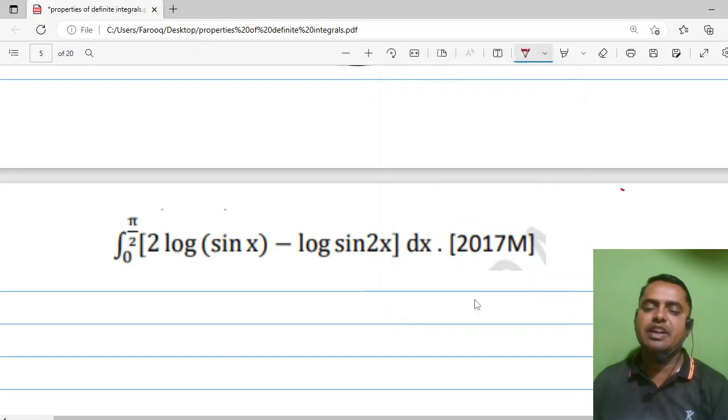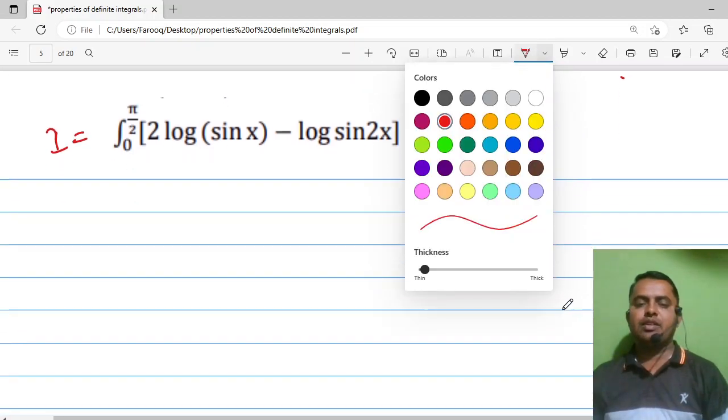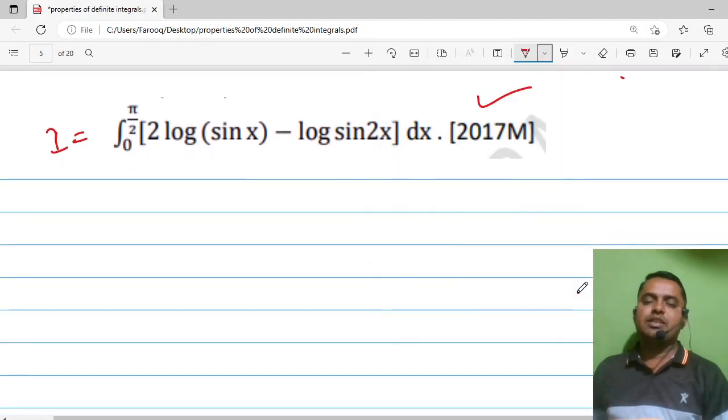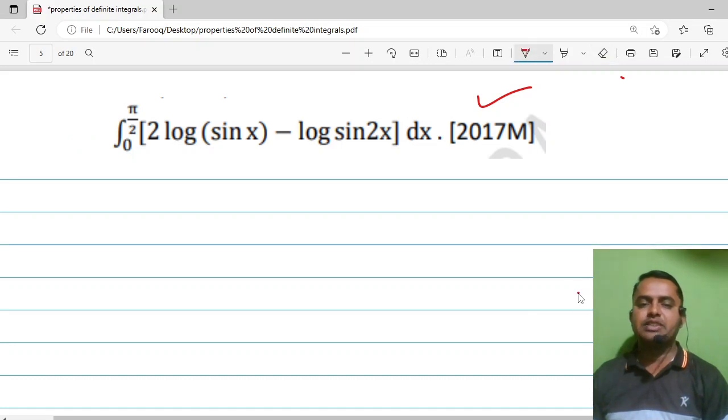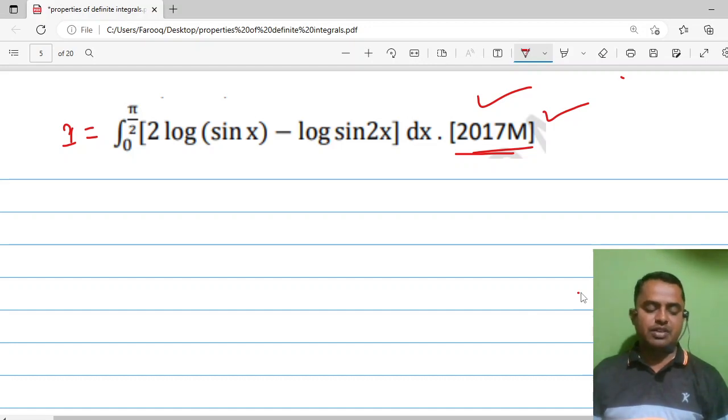So next problem, the same property was asked in the year March 2017, and the problem is different here. So first of all, take I is equal to, now let us solve this problem. The same property has been asked, only the problem is changed. Take the given problem as I is equal to. This problem was asked in March 2017 and the property remains the same. Only the problem is different here. Let us do the problems now.